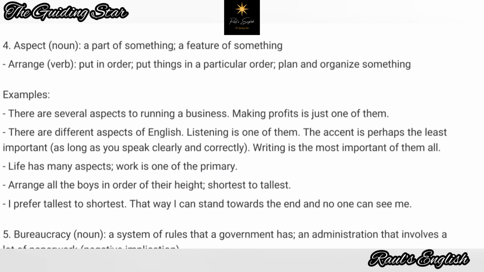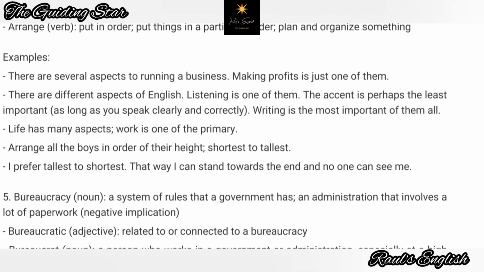Instead of saying arrange all the boys in order of their height and then starting a new sentence, I want them shortest to tallest, tallest to shortest, whatever, just put a colon or a semicolon. In this sentence, both would work perfectly. And the last sentence is, I prefer tallest to shortest. That way I can stand towards the end or at the end and no one can see me. Right, perfect sentence.